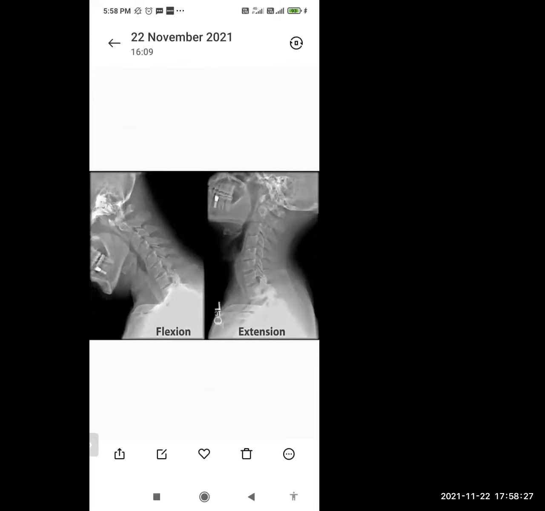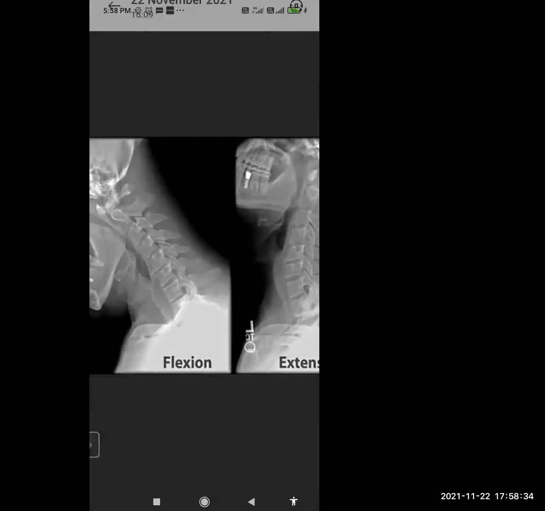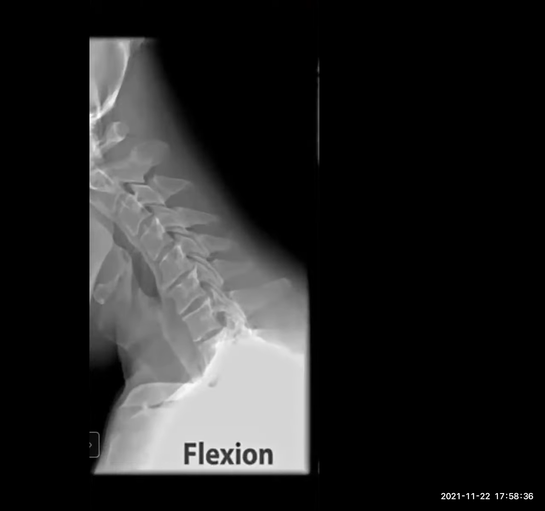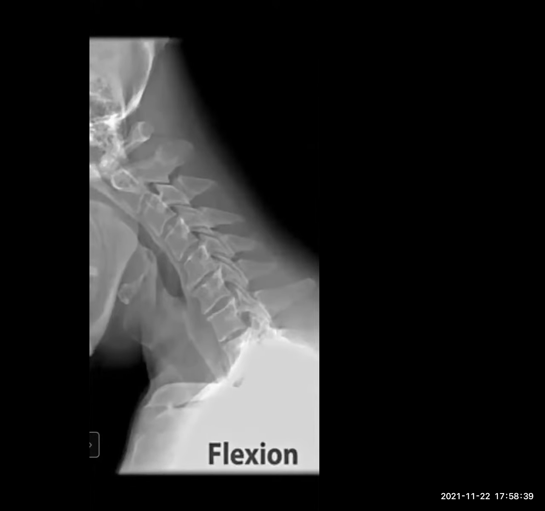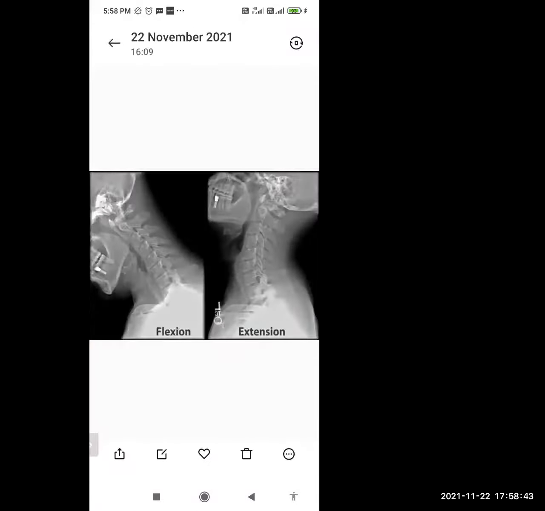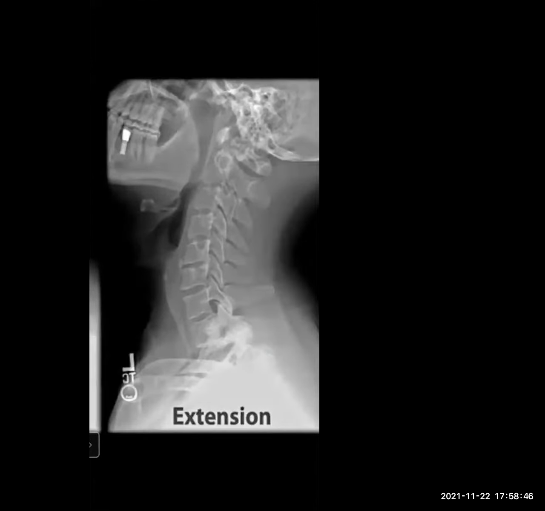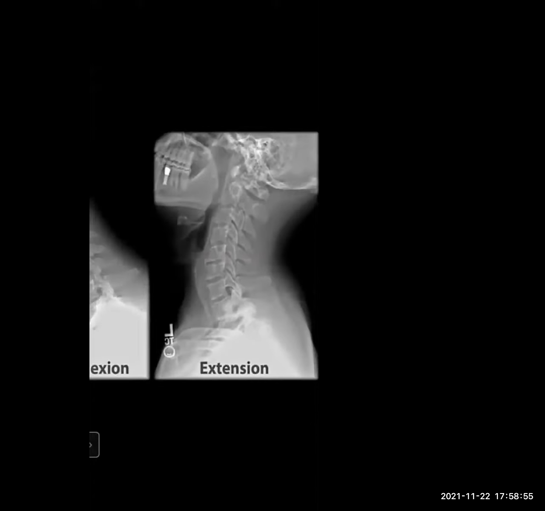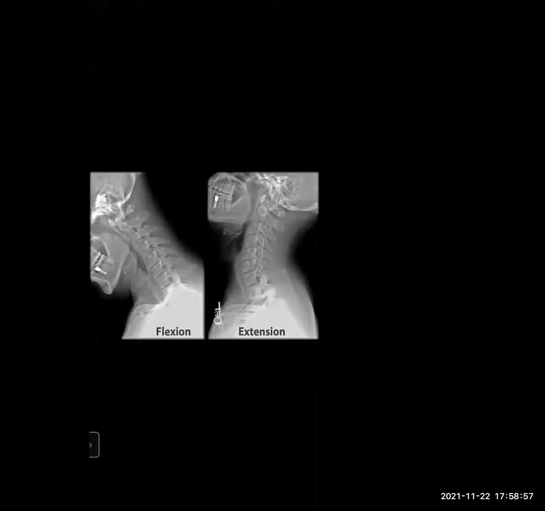There is another type of X-ray which is taken in flexion and also in extension. They are mainly for seeing how much the vertebra is moving: in flexion, how much it opens posteriorly, and in extension, how much it opens anteriorly. That is called functional radiography, or flexion-extension radiographs, for diagnosing instability of the cervical spine. So we know if one level is moving more than the other, okay, when we compare every level.